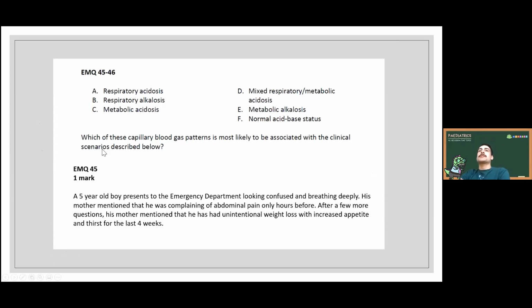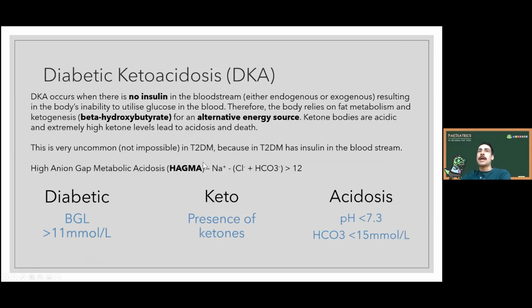Great, so this is a presentation of DKA. So it would be a metabolic acidosis for this. So DKA is an emergency situation usually in type 1 diabetics, which is when the child doesn't have any insulin on board, either endogenous or exogenous, and the child can't use the glucose in the blood.